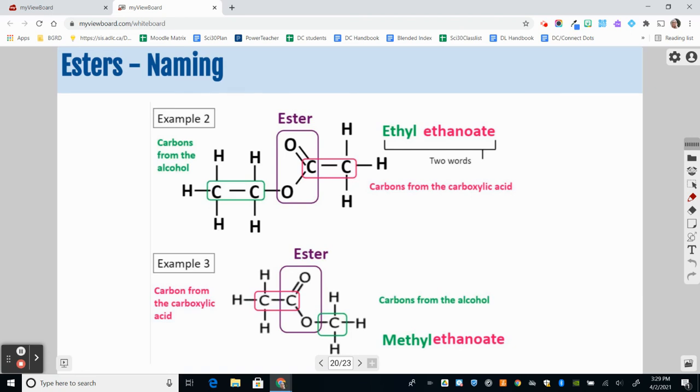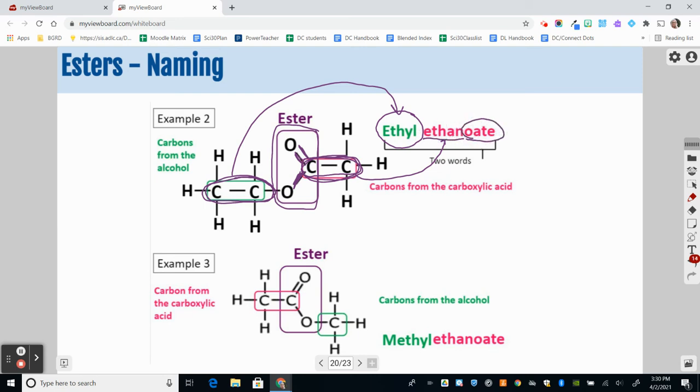So first things first, find the single bonded oxygen. There's the single bonded oxygen. There's our ester. Find the carbon chain. There's 2 carbons. 2 carbon is eth, so it's ethyl. And then we find the carbon chain that has the double bonded oxygen. How many carbons? There's 2 in that, so it's going to be ethane. And then we add oate to the end of it. Ethyl ethanoate.